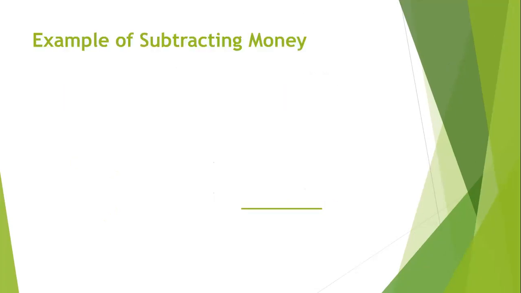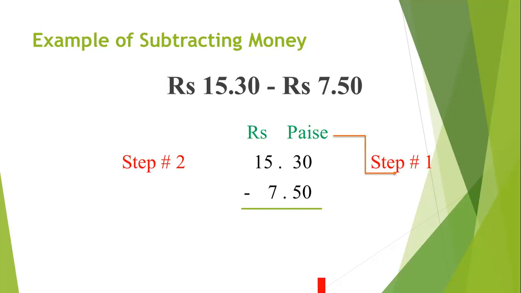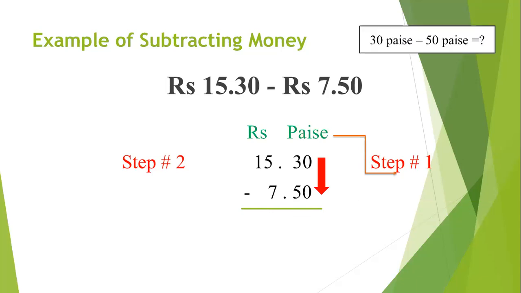Let's take an example of subtracting money. 15 rupees 30 paisa minus 7 rupees 50 paisa. We will write the sum in a vertical form. Step 1. Subtract paisa. 30 minus 50. Can we subtract a bigger number from the smaller number? No. So we will borrow 1 rupee from 15.